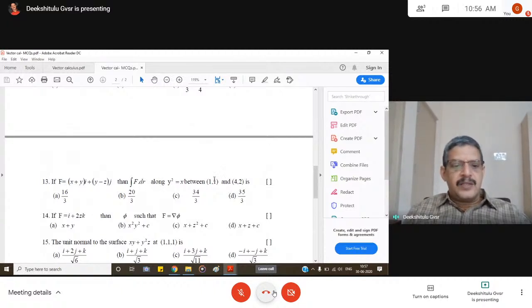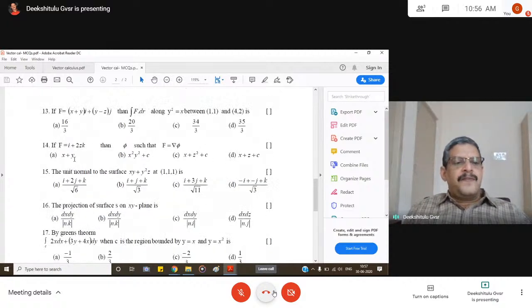Line integral we have done. I think this problem also. F is equal to i plus 2z k. Then find phi such that f is equal to grad phi. I have told you, differentiating with respect to x, integrating with respect to x, with respect to y, the problems of that type.